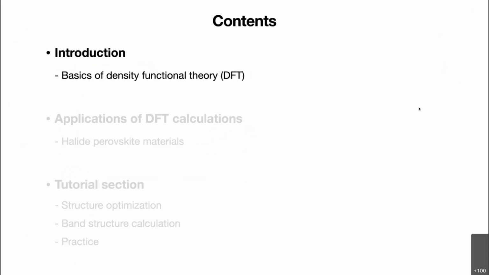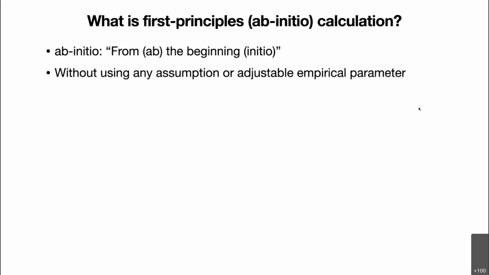So let us begin with the basic concepts of DFT calculations. DFT is one of the first principles calculations. First principles or ab initio is actually the same word. Ab initio is a Latin term which means from the beginning. So in ab initio or first principles calculations, we don't need any assumptions or empirical parameters. This is solving very fundamental equations such as the Schrödinger equation.